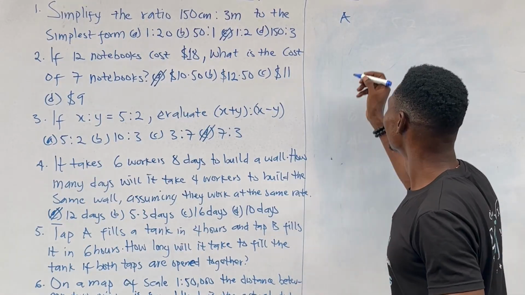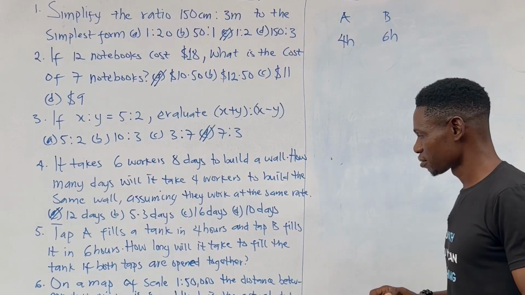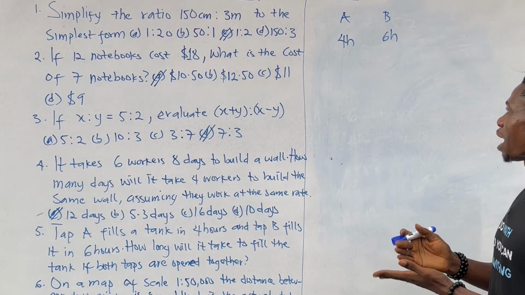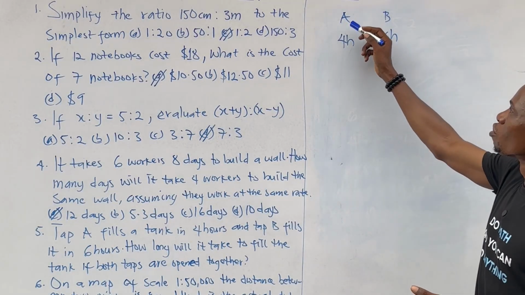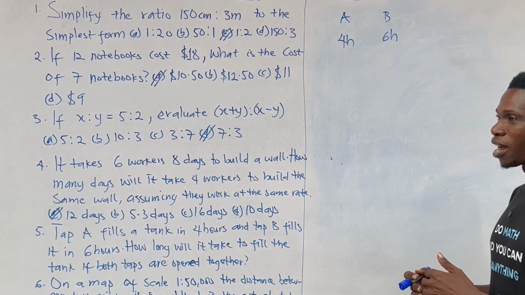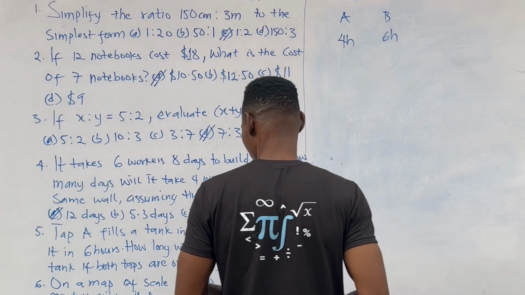Okay, so tap A 4 hours, tap B 6 hours. So if we open both taps together, the time should be less than 4 hours, because if only A will fill it in 4 hours and B is adding to it, so the time should be less. Okay, so how do we do this now?